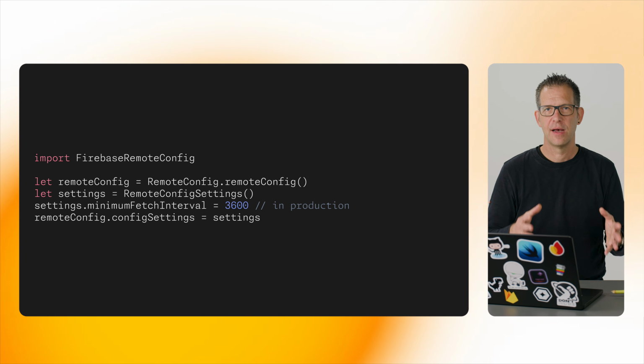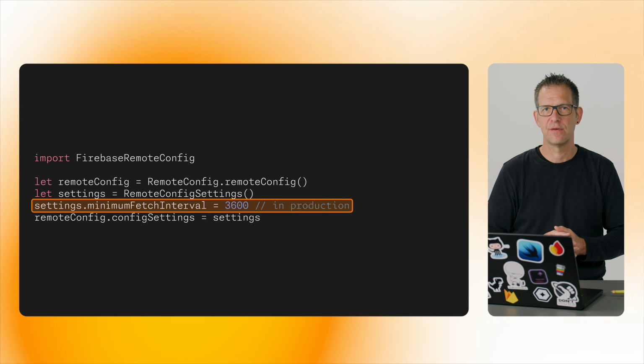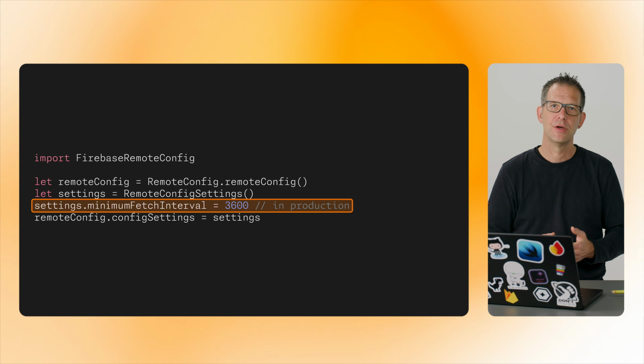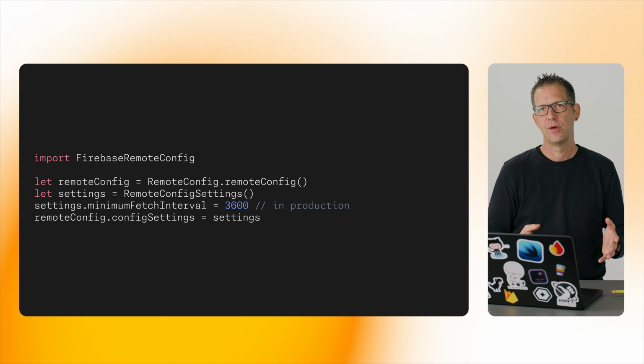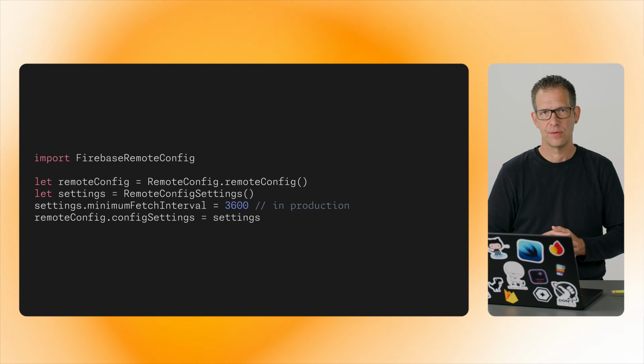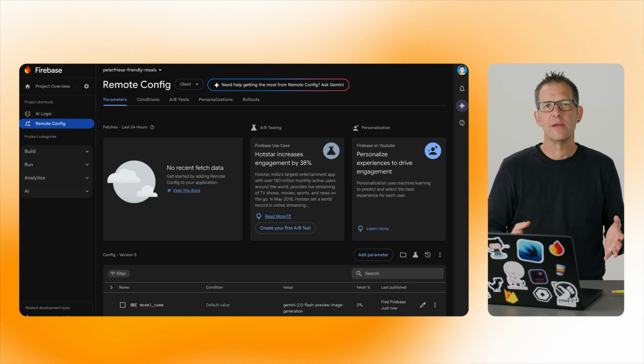For production, I recommend setting the minimum fetch interval to 3600 to prevent your app from being throttled, but during development, you might want to set it to a lower value. The next step is to set the in-app default parameters. This is important to ensure the application works properly, even if the user is offline when they start the app for the first time.